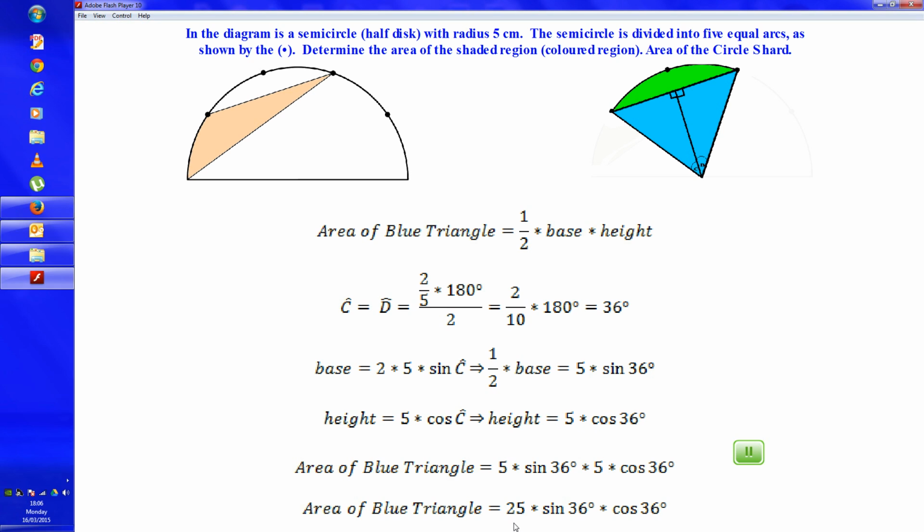Now the area of the blue triangle here equals 25 multiplied by sine 36 degrees multiplied by cos 36 degrees. I've kept it like this. You'll see why, simply because it does cancel later on. Try to keep all your working out as it is. You don't want to put it in decimal form, simply because you'll find it more difficult to cancel later on. So let's move on.